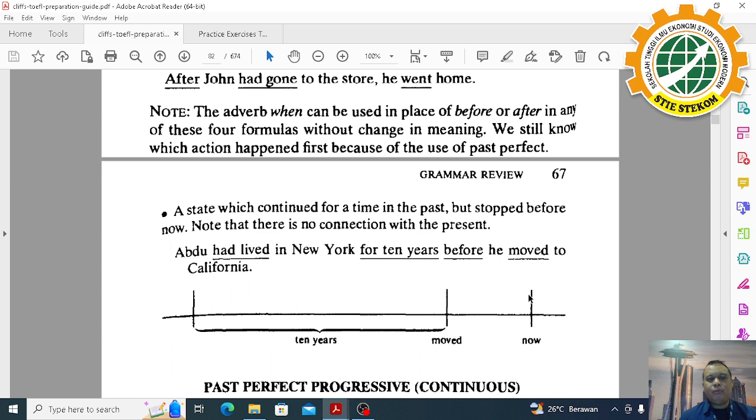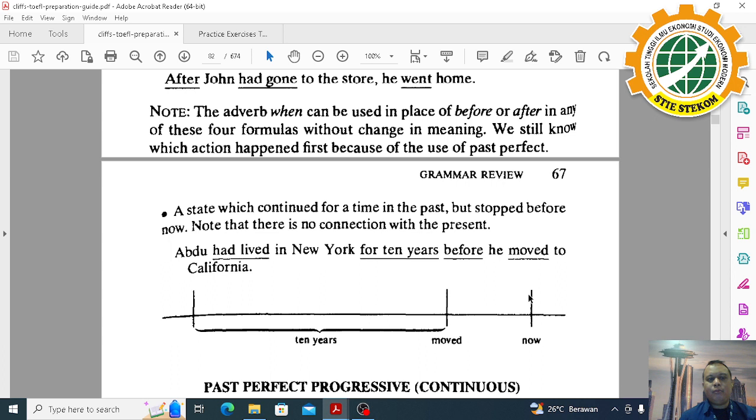Past perfect progressive formulanya juga sama, subject had plus been. Kalau present perfect ya, pakainya adalah have dan has and have ya. Tapi kalau past perfect dia cuma satu yaitu had. This past perfect concept can also be conveyed by the past perfect progressive atau past perfect continuous. Study the following rules ya.